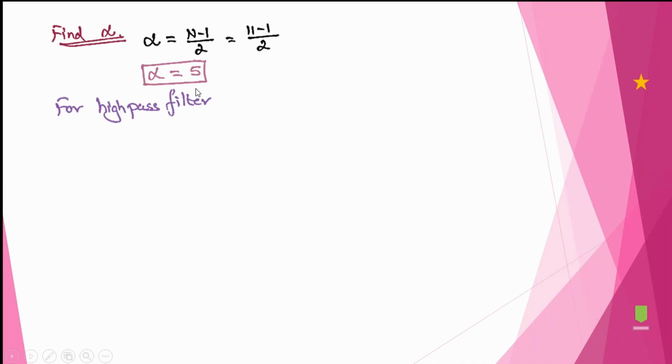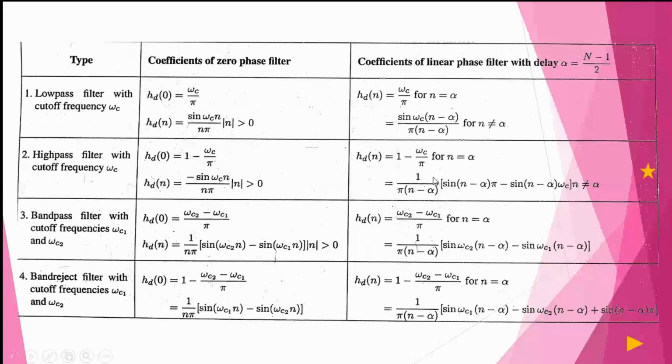Then the second step is the type of filter. What type of filter is this? This is a high pass filter. We can tell that from the diagram itself, or otherwise it will be given in the question. For this high pass filter, we can determine hd(n) using an equation, or refer to the tabular column for the formulas. You can see in the second row, it is the high pass filter.